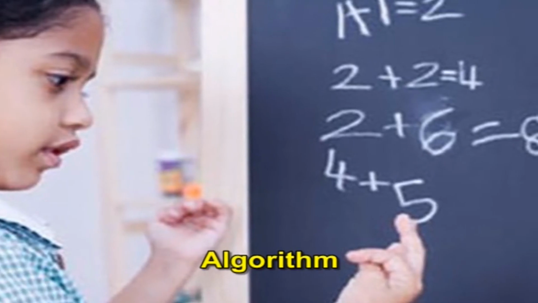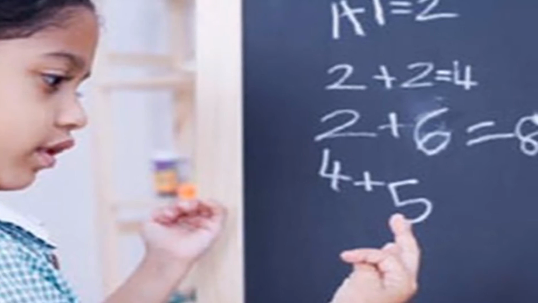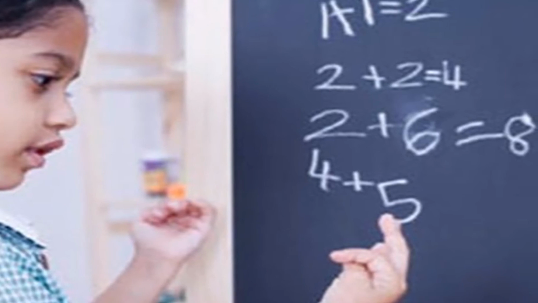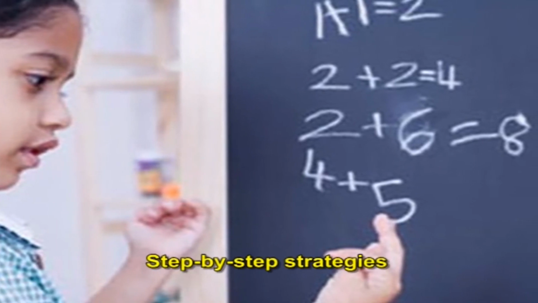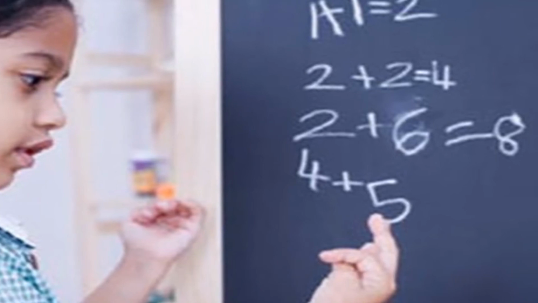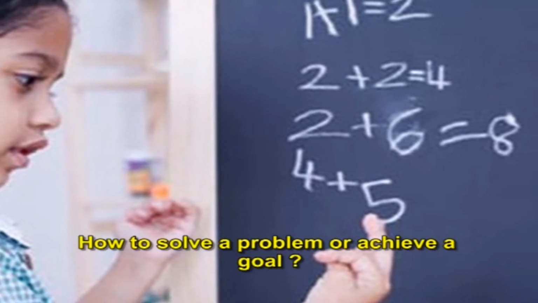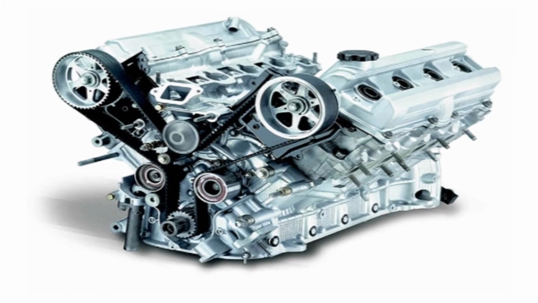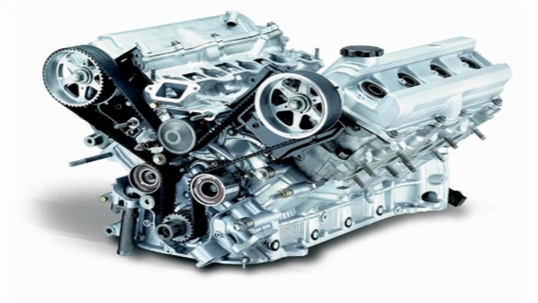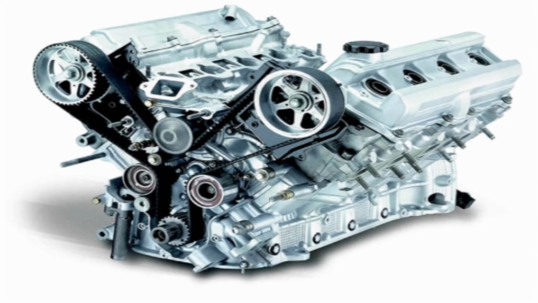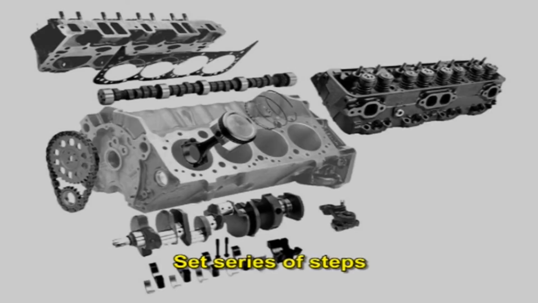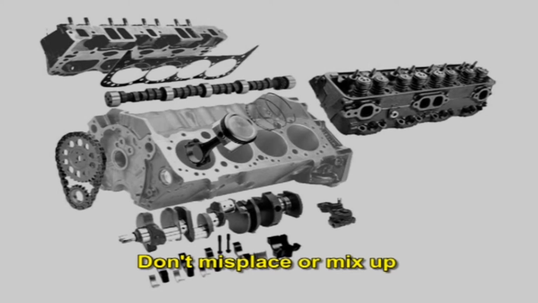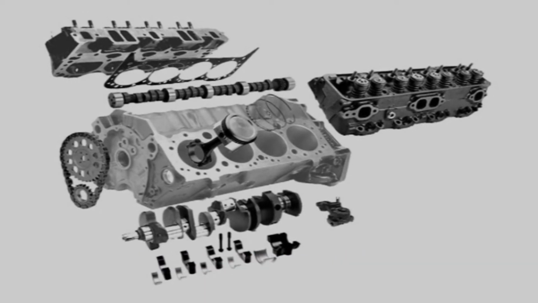Algorithm. The first strategy you might try when solving a routine problem is called an algorithm. Algorithms are step-by-step strategies or processes for how to solve a problem or achieve a goal. For example, when you are learning about how to take apart and clean a car engine, you will want to approach this problem using a set series of steps, making sure that you don't misplace or mix up any of the parts.